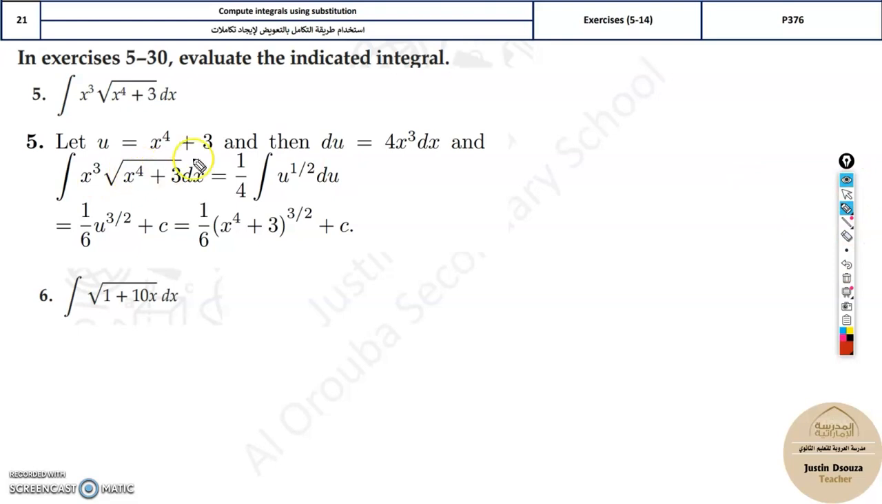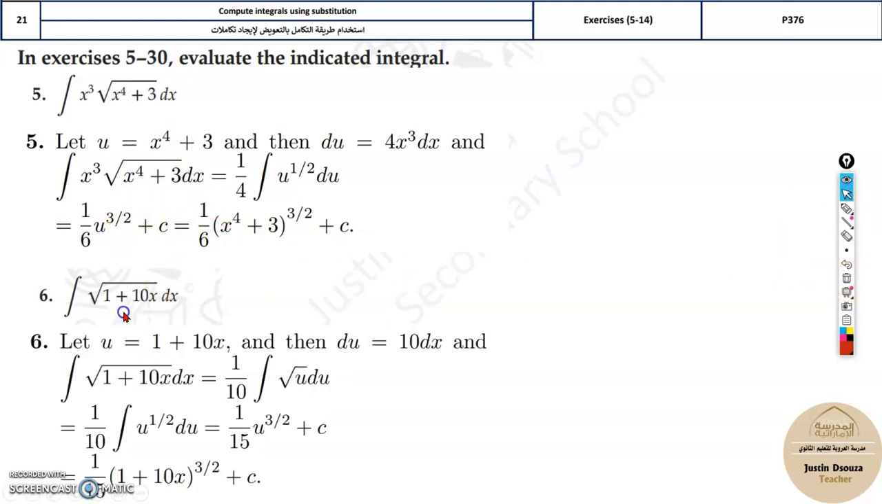Now, you can see the steps over here. u is x to the power 4 plus 3. This is very important. Derive this, get dx. Substitute everything back over here. It will be square root u, but a square root is taken as power half, and this cancels, and 1 by 4 is written out as a constant. Integrate this by adding 1 to the power and dividing by the new power, and you can easily get the answer. But don't forget to substitute whatever you took as u. So this is the final answer.